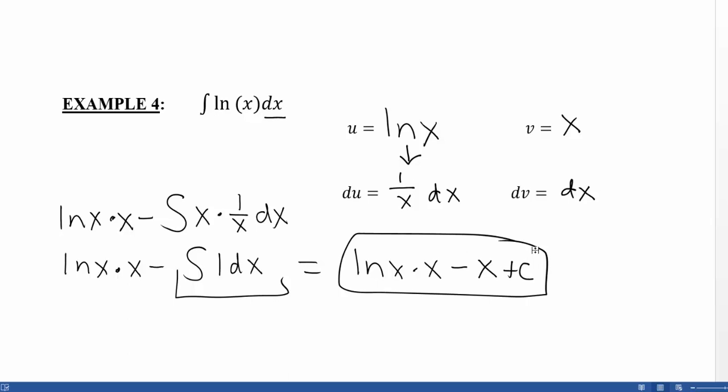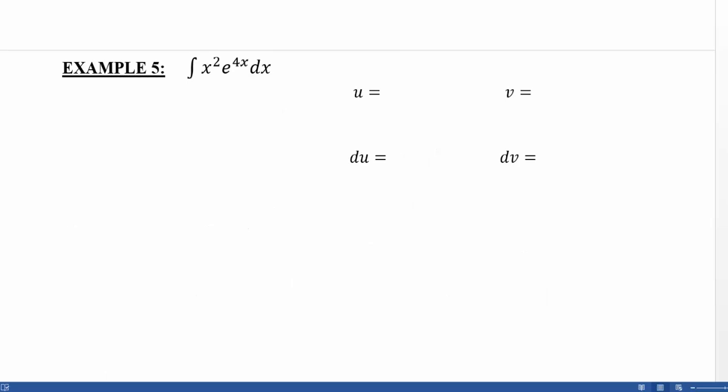Let's look at another example. Example 5. X squared e to the 4x. So again, we need to start by looking at our two functions and determining which one's going to be our u and which one's going to be our dv. If we consider the two functions, we know that e does not get simpler when you take the derivative. In fact, it stays pretty much the same. So we know that's probably not going to be e, which means that our u is going to be the x squared term.